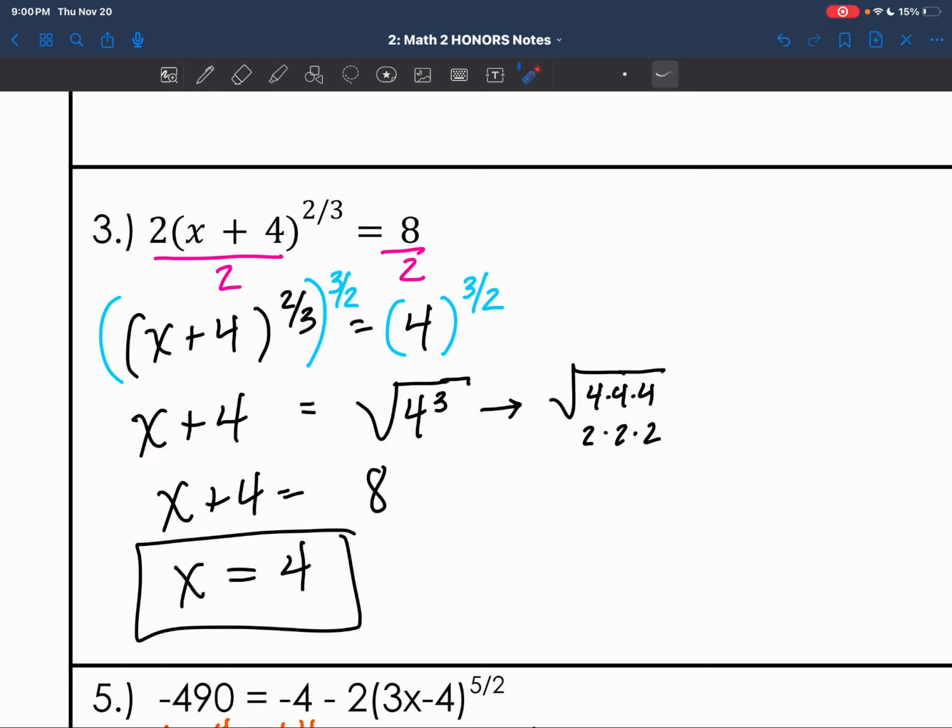Now, since this is a pretty small number, if I've got it to the third power, I know that I can either just take the square root individually of each 4 and get 2, or I know I can kick out a couple of the numbers, since this is a group of 2, and you're going to get 8. Now that we got that, let's subtract 4 to get x by itself, and x equals 4.